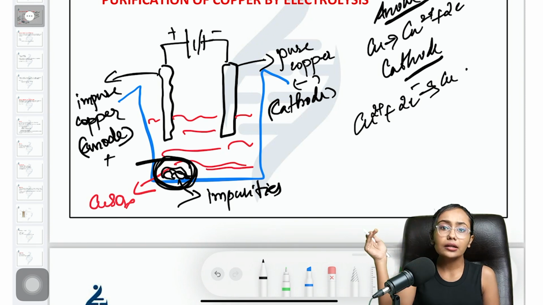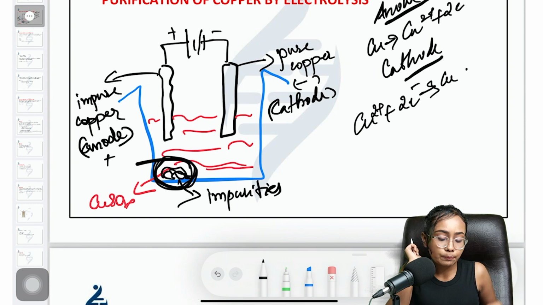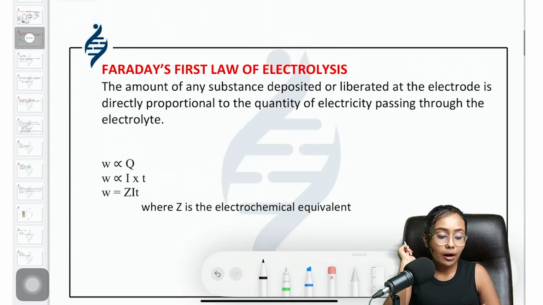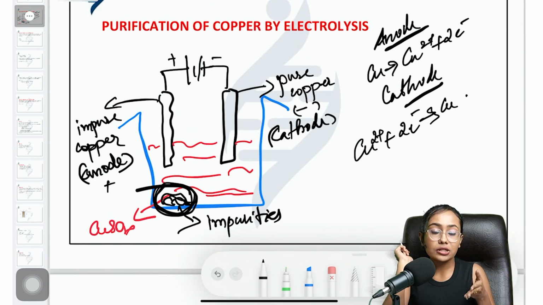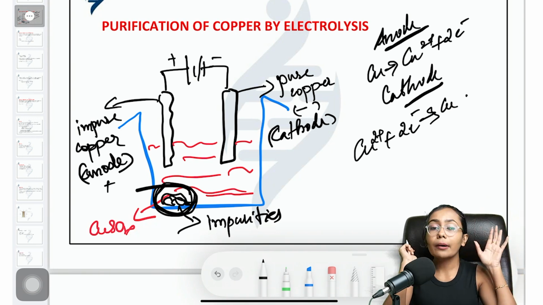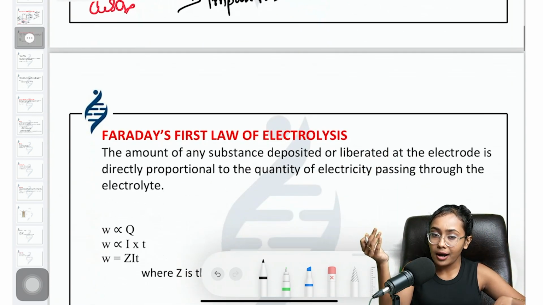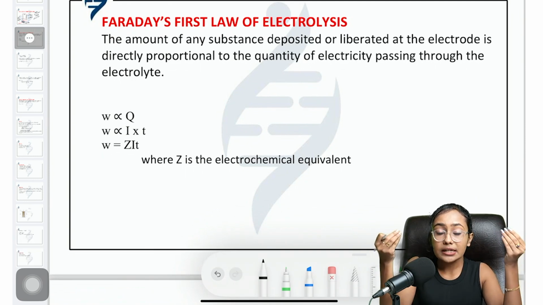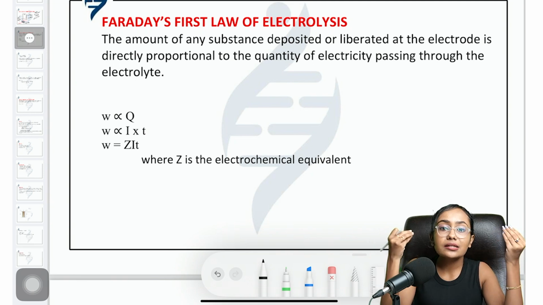This is what Faraday's first law of electrolysis says. Let me read it for you all. The amount of any substance deposited or liberated at the electrode is directly proportional to the quantity of electricity passing through the electrolyte. So the amount of pure copper deposited on the cathode side, and the amount of impure copper liberated from the anode side, is directly proportional to the electricity flowing through it. In general, the amount of a substance deposited or liberated at an electrode is directly proportional to the electricity passing through the electrolyte.